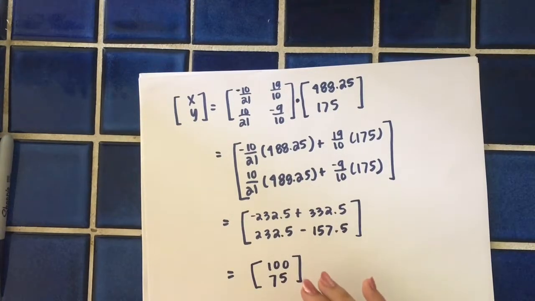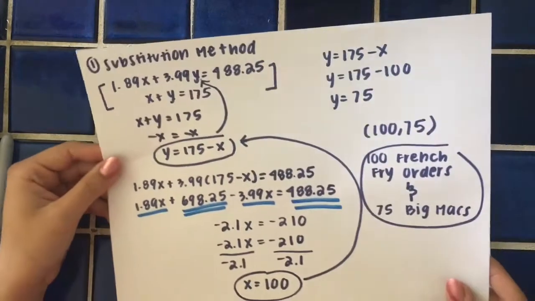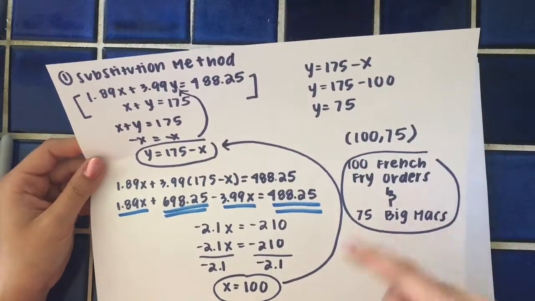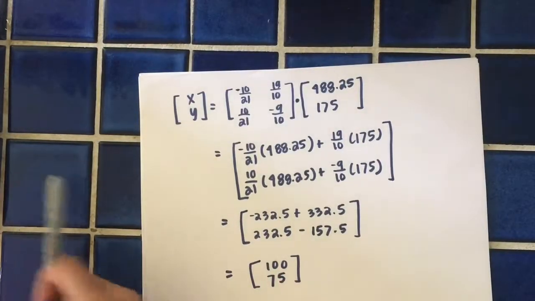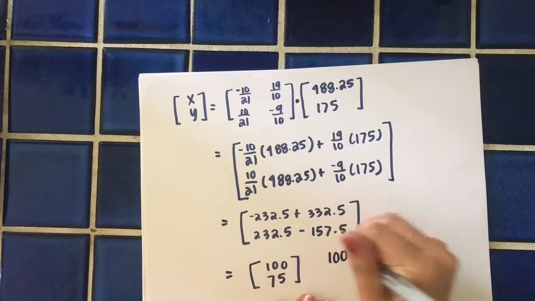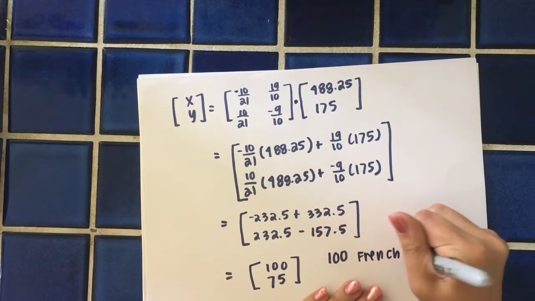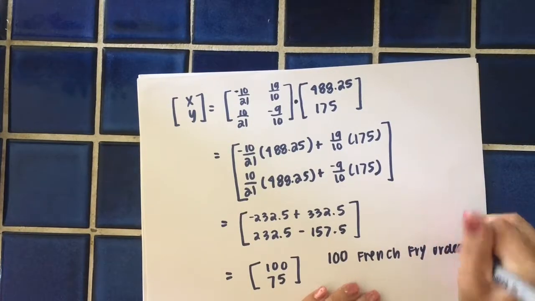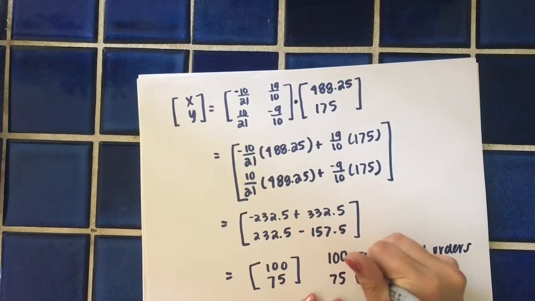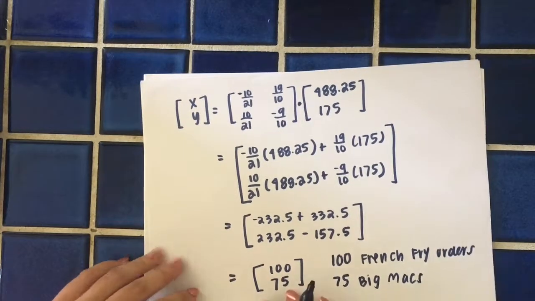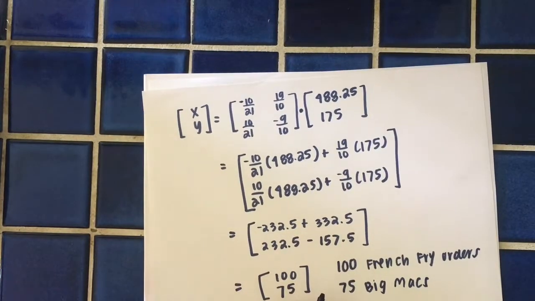So the first way, we just used system of equations, and we found that it's 175, so 100 French fry orders and 75 Big Macs. And here, using matrices, we found that we again have 100 French fry orders and 75 Big Macs. Love it. So that's our second way. So now let's move on to the third way, which is going to be a lot quicker. It's just going to be using a graphing calculator.